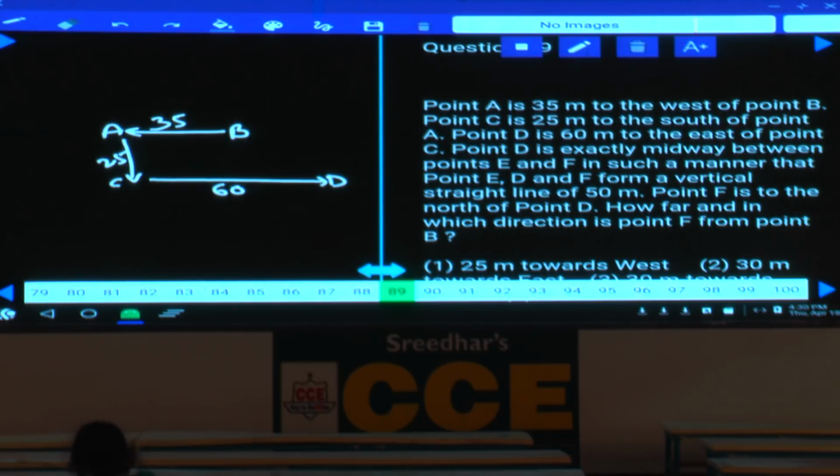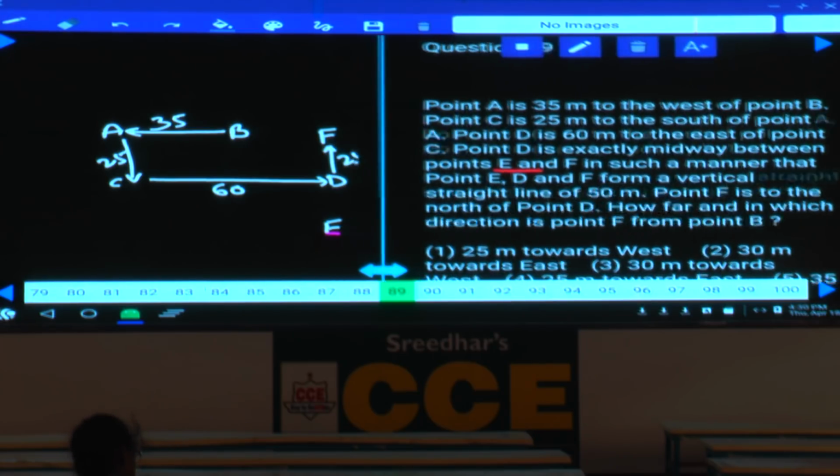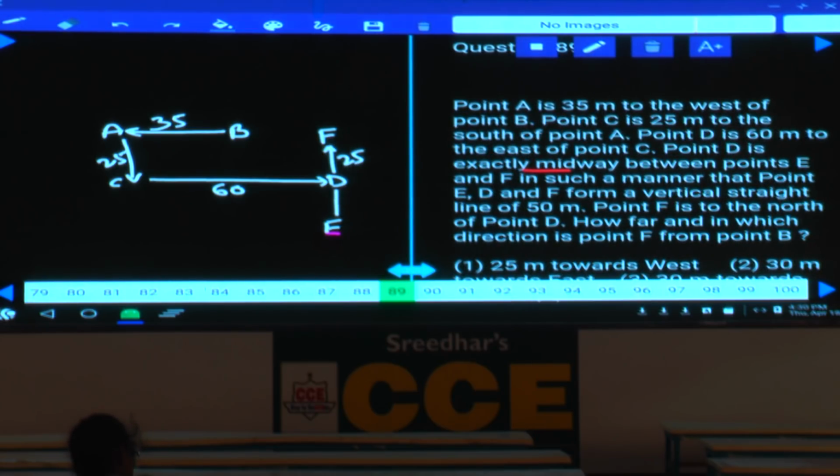This is 60. And D is exactly midway between E and F in such a way that EDF forms a vertical straight line. F is to the north of D, F will be here. E, D and F form a vertical straight line. Now the length is 25, here again the length is 25. So what is the total distance here? E, D and F, it is 50 meters, isn't it?